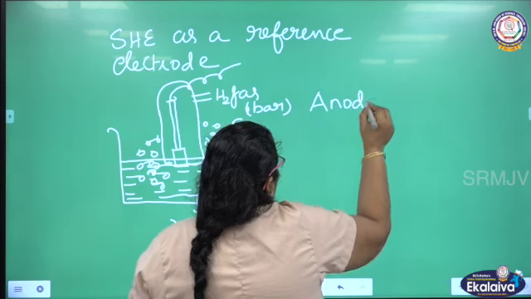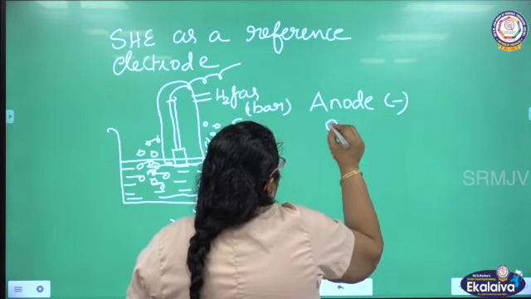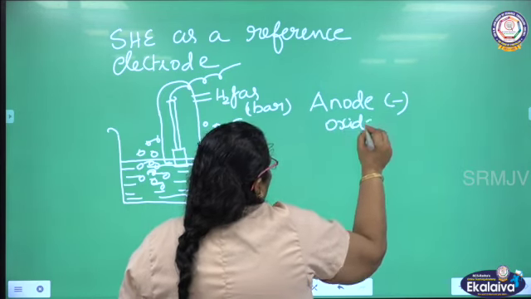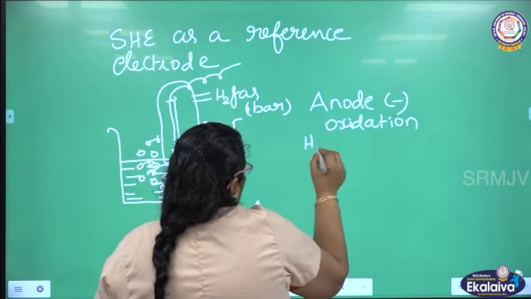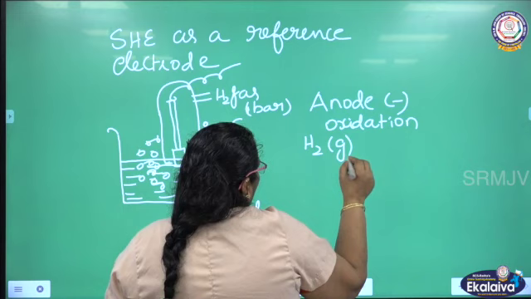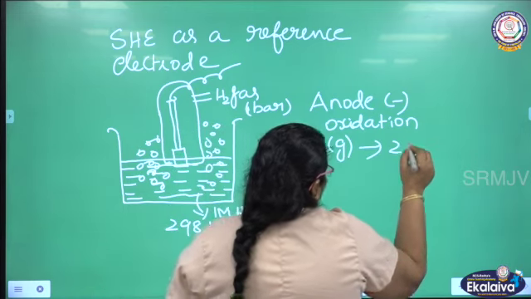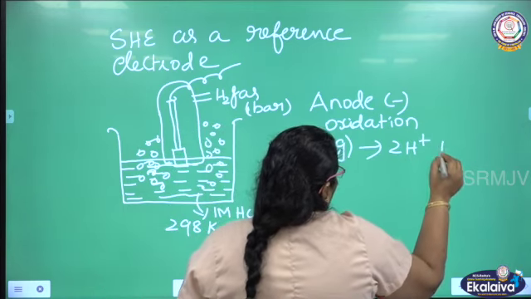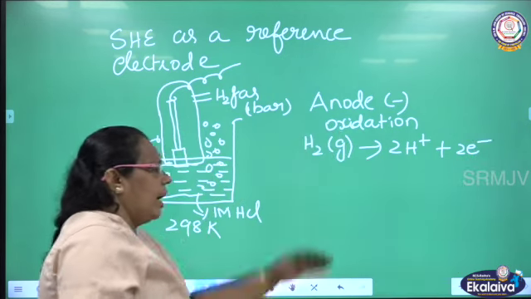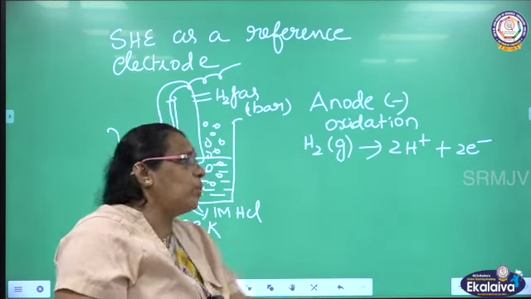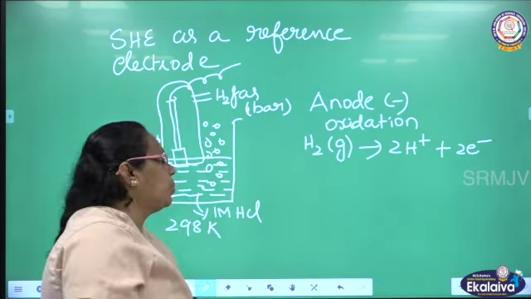At the anode, the negative terminal, oxidation is taking place. So what is the oxidation reaction? Hydrogen gas loses electrons and becomes hydrogen ions. So hydrogen gas gives 2H plus ions by losing 2 electrons. At the anode, oxidation is taking place.